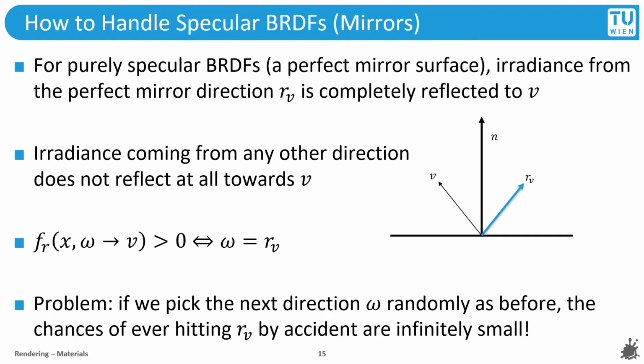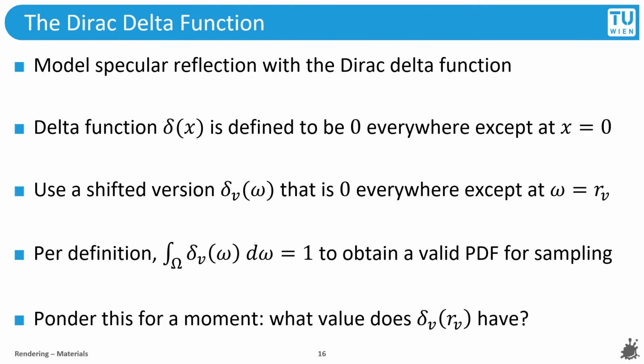To do this, we first try to see if this particular behavior can be expressed with a formal mathematical distribution. The solution to this is the Dirac delta function. It is actually a perfect fit for what we are trying to describe. Formally, the Dirac delta function delta of x is defined to be 0 everywhere except at x equals 0. For our purposes, and given a vector v, we can use a shifted version of the delta function, delta v of omega, which is 0 everywhere except at omega equals the mirror direction of v.